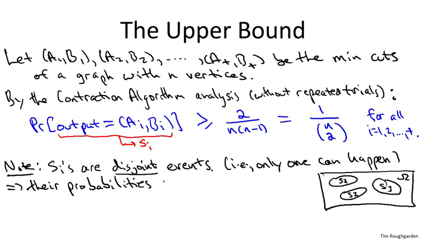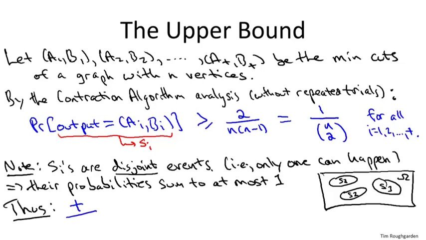Writing that formally, we have that the sum of their probabilities, which we can lower bound by the number of different events, and remember there are t different min cuts for some parameter t. For each min cut (Ai, Bi), a lower bound on the probability that that gets spit out as output is 1 over n choose 2. So a lower bound on the sum of all of these probabilities is the number of them, t, times the probability lower bound, 1 over n choose 2. And this has got to be at most 1.